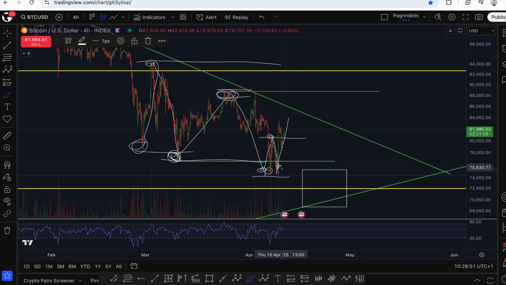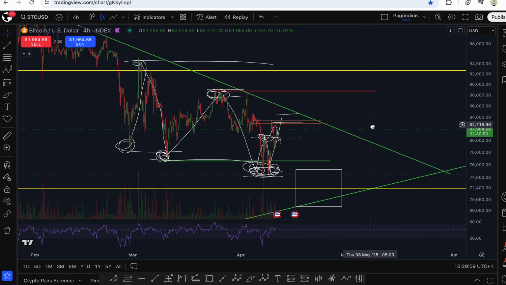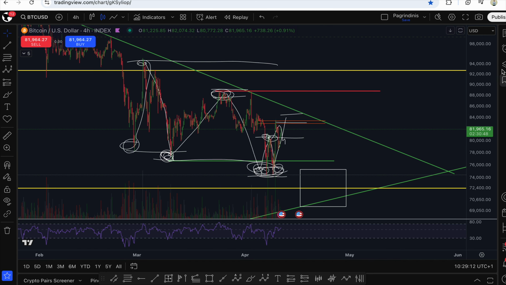Okay, so this is strong support now. People are trying to defend this support. This is strong support. This is where we changed market structure. What happens when we change market structure? We go to the next 618 level. We are at the 618 level here. So it's a little bit of a mess.